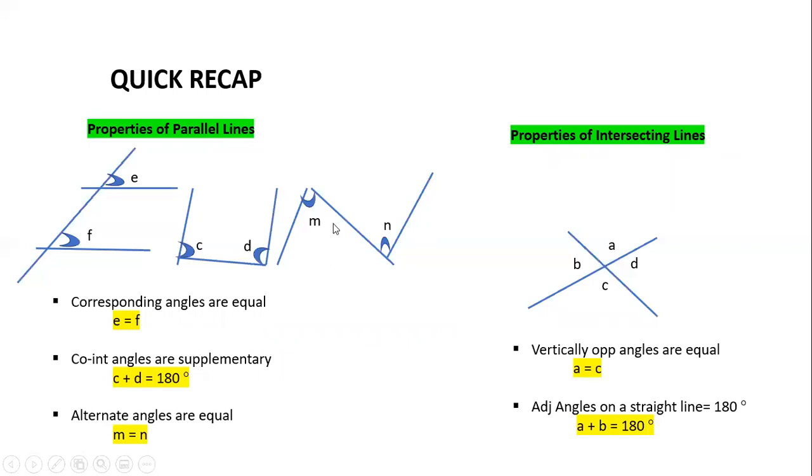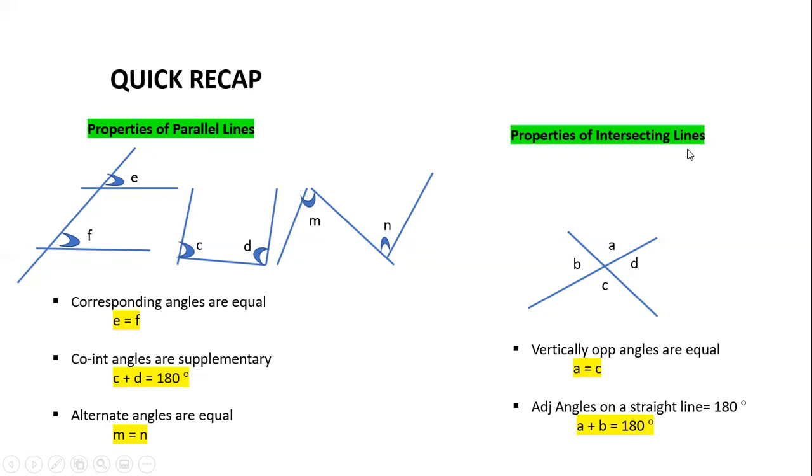And here we have alternate angles. Alternate angles are equal. M is equal to N. So M is alternate to N. You know it by the symbol, like an N or a Z. M is equal to N. They are alternate angles and they are equal.